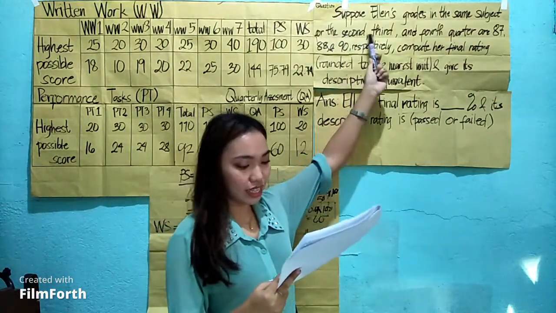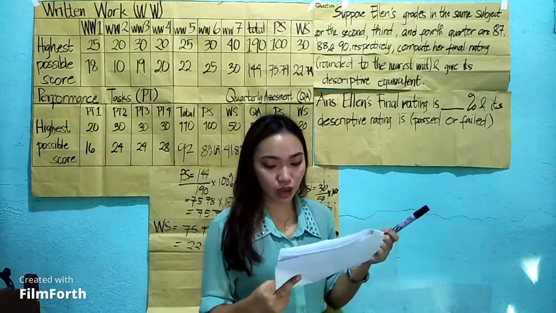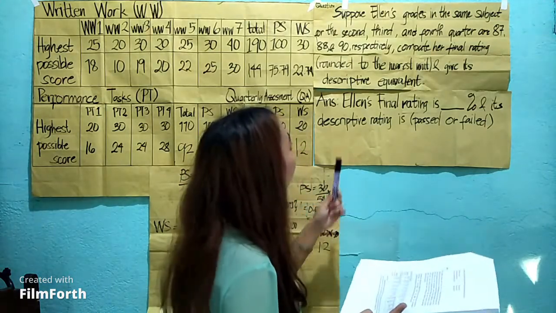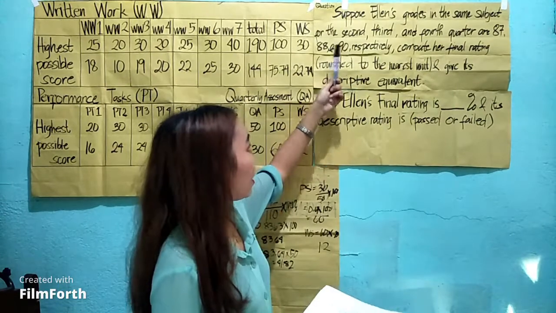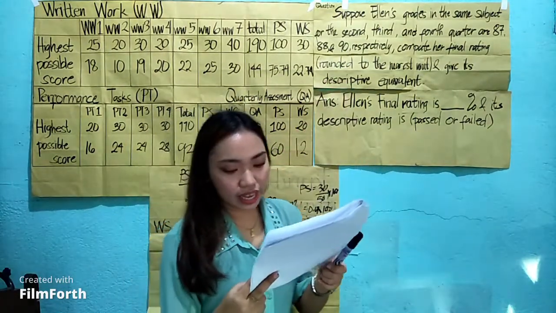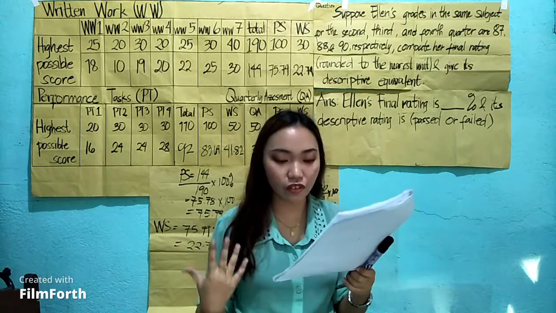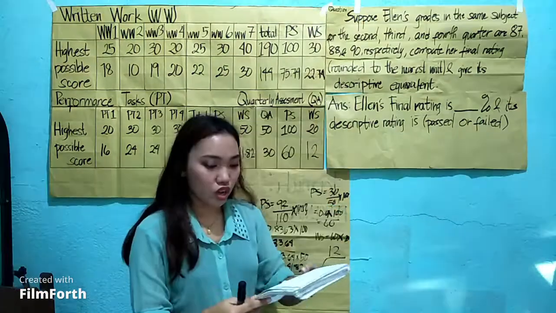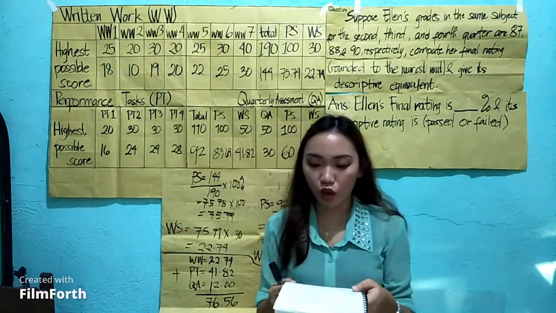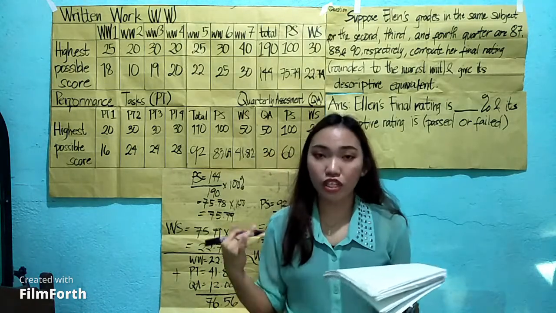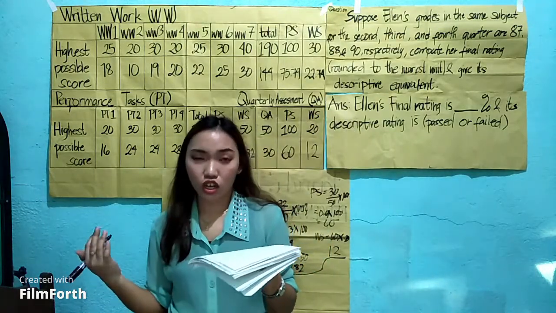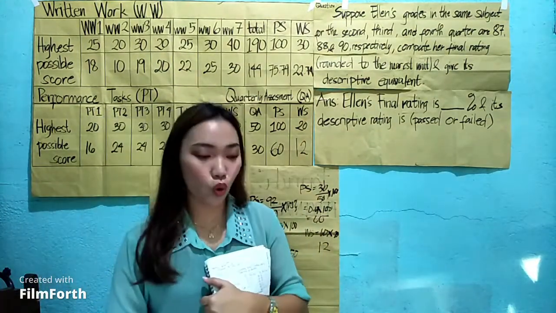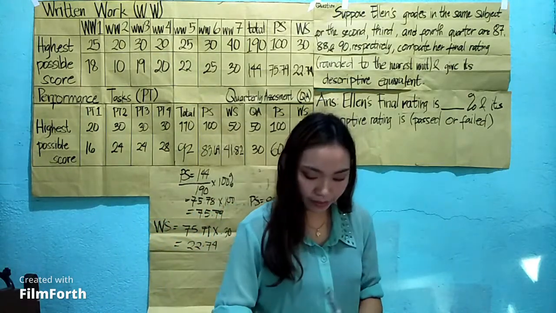Suppose Ellen's grades in the same subject for the second, third, and fourth quarters are 87, 88, and 90 respectively. Compute her final rating rounded to the nearest unit and give its descriptive equivalent. So now we have already found the weighted scores in written work, performance task, and quarterly assessment. We're going to find the first quarter grade of Ellen.